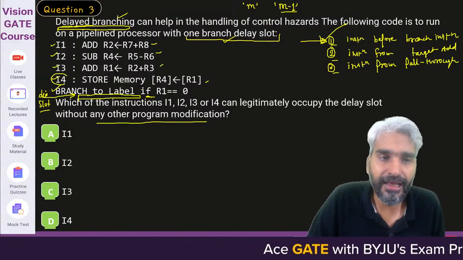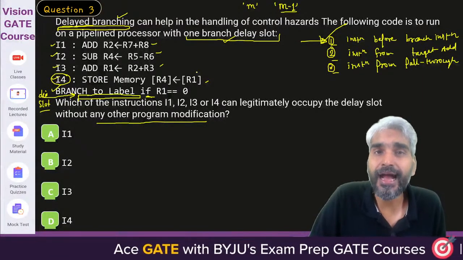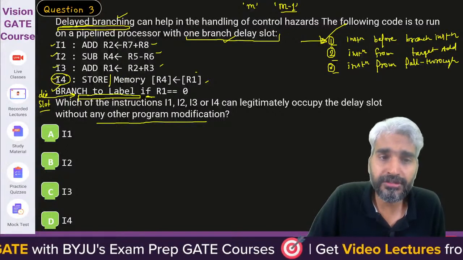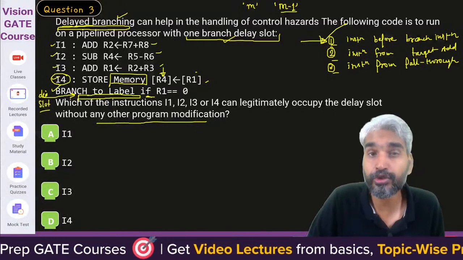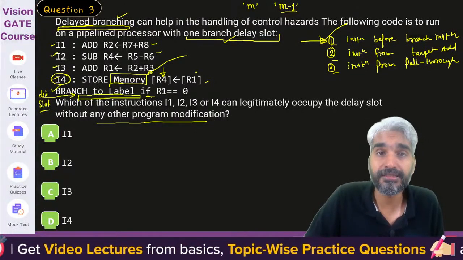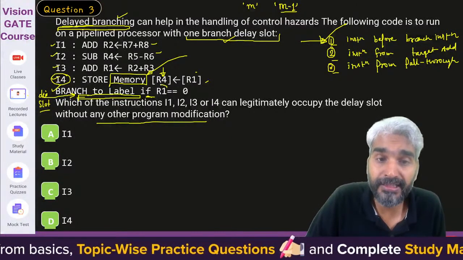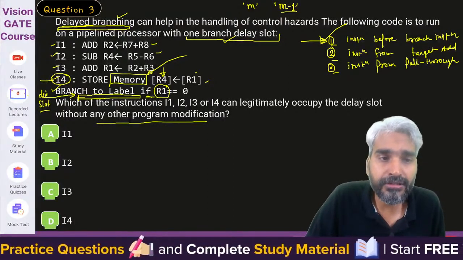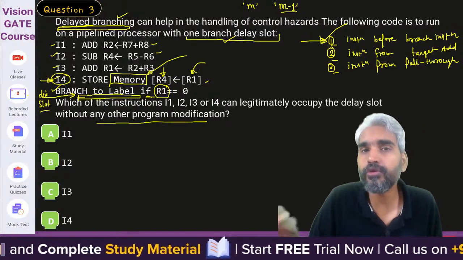This is the instruction I4. It reads the value of register R1, and based on that, it stores into the memory location whose address is provided by register R4. So what is going to change? The content of the memory location is going to change because of the execution of instruction I4, whereas the branch condition depends upon the content of register R1. Because of the execution of instruction I4, the content of register R1 is not going to change.